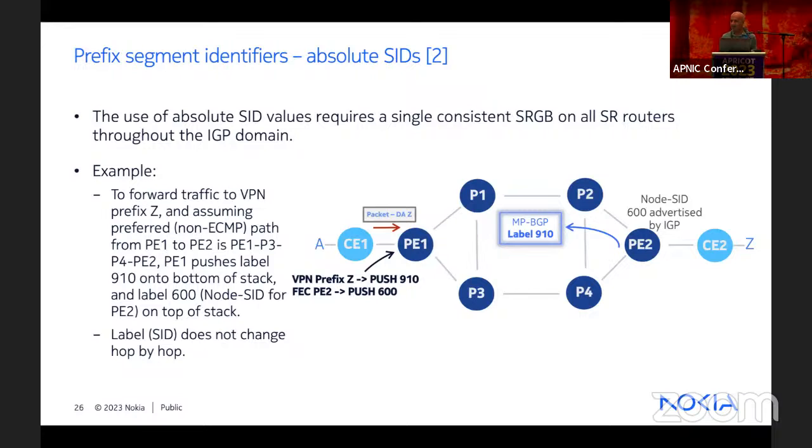So the bottom label will be the VPN label, the service label. It will then push the label to get it to the next hop, which is PE2, which is label 600. The packet's going to look like this: 600 on top, 910 at the bottom. And we know it always routes on the basis of the top label. So P1 will send it to P3. And if you recall the LFIB, 600 to 600.